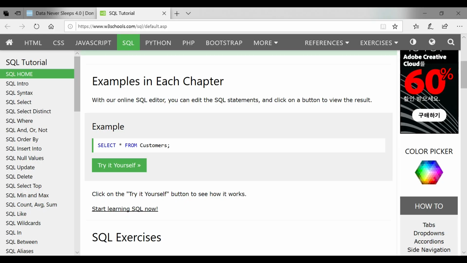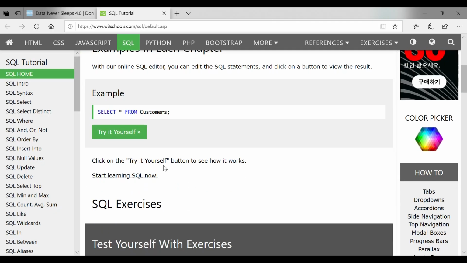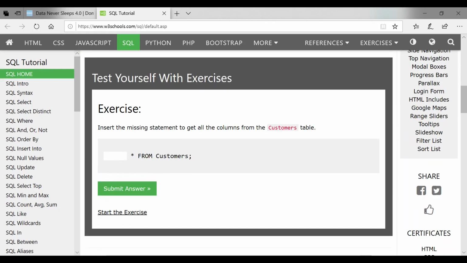The meaning of this query is that you want to find some information from customers, and select means that you want to retrieve everything. Star means everything. So this query means that you want to find all customer information. Easy to use, right?